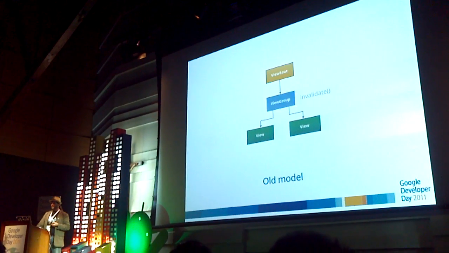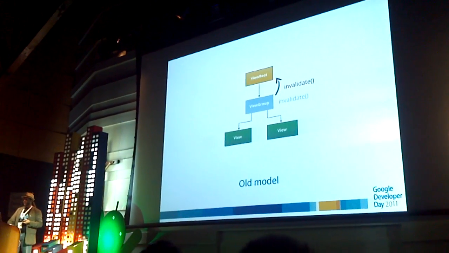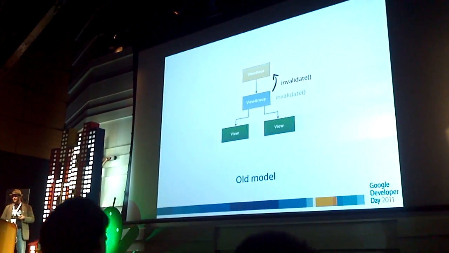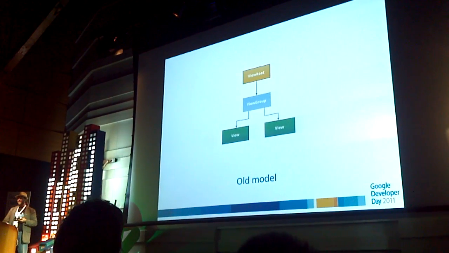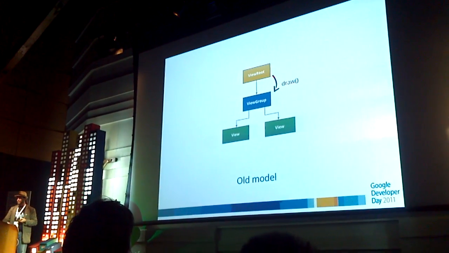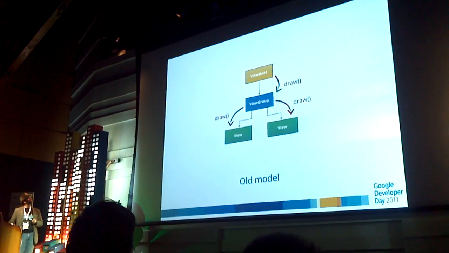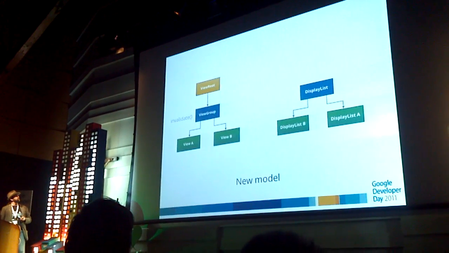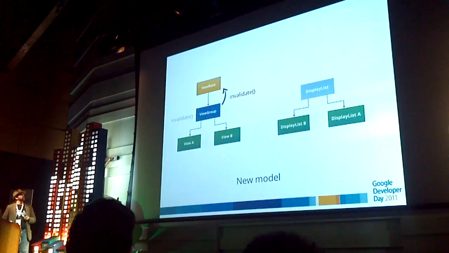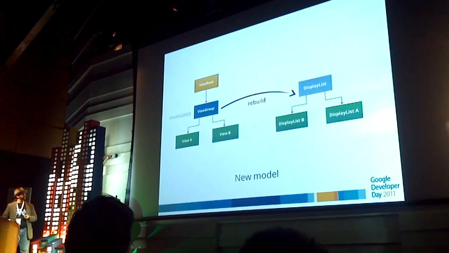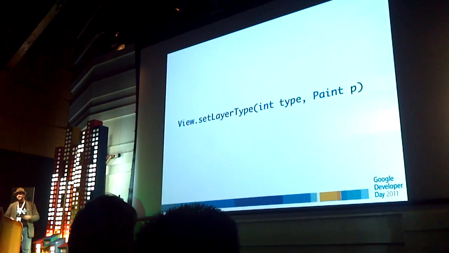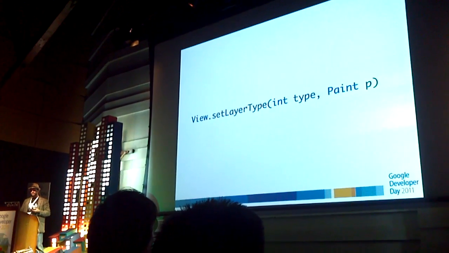Because in the old model, invalidating a view meant redrawing intersecting views. And this was not actually intentional. This was just a side effect of the way it worked. Now with the new model, we invalidate, and it only draws the actual children that are being redrawn. So you see that side display list doesn't get redrawn.